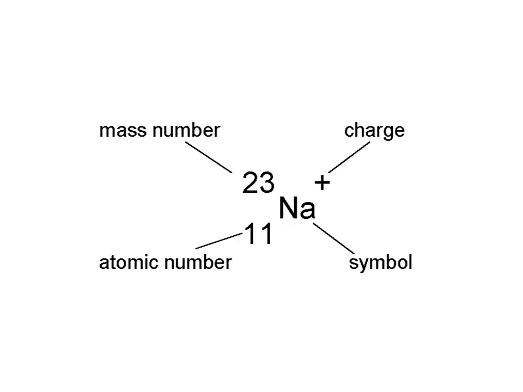So here's an example of atomic notation for a sodium ion. I say ion because you can see that there's a charge right here. So we put the symbol in the middle, sodium, and the mass number for sodium is 23.